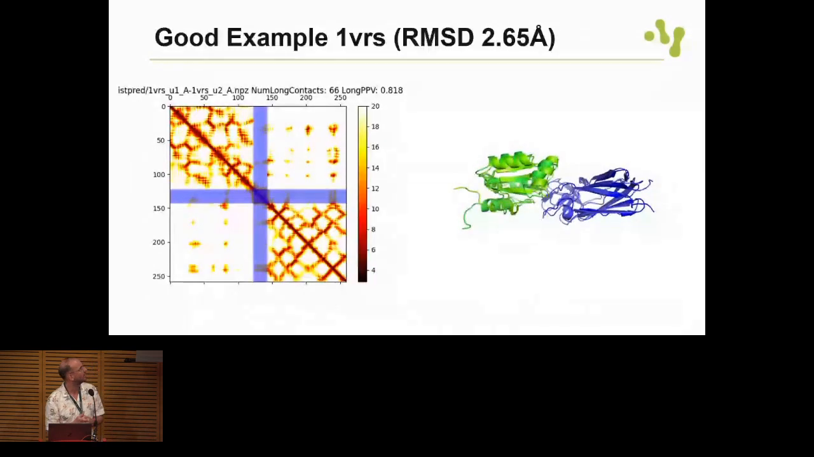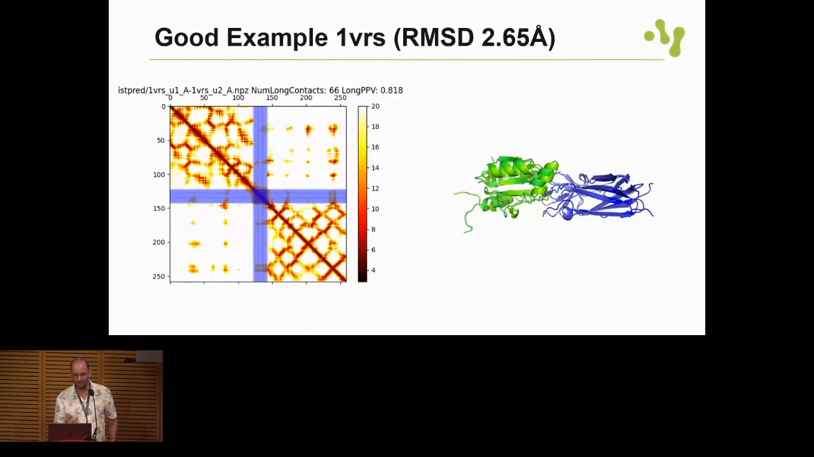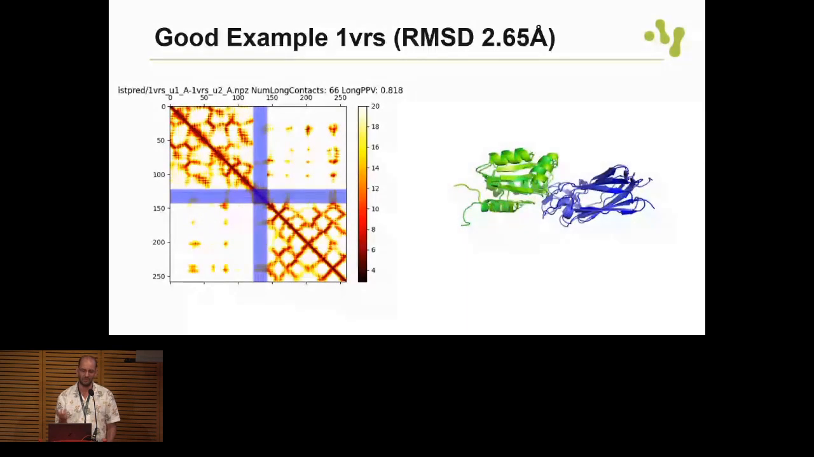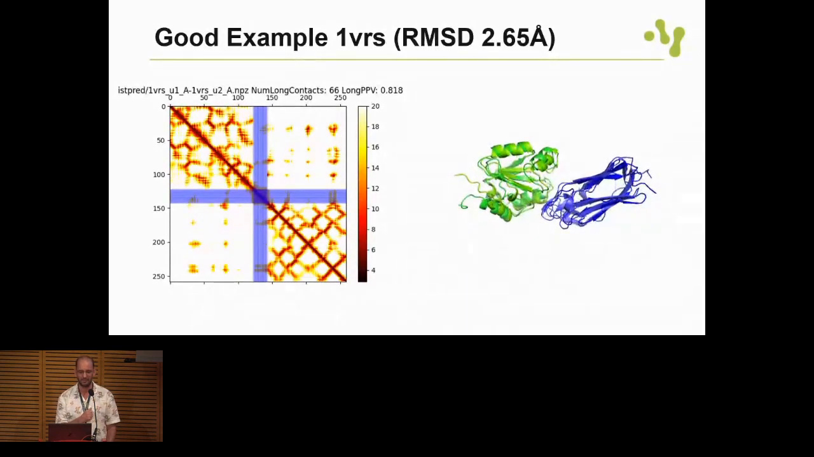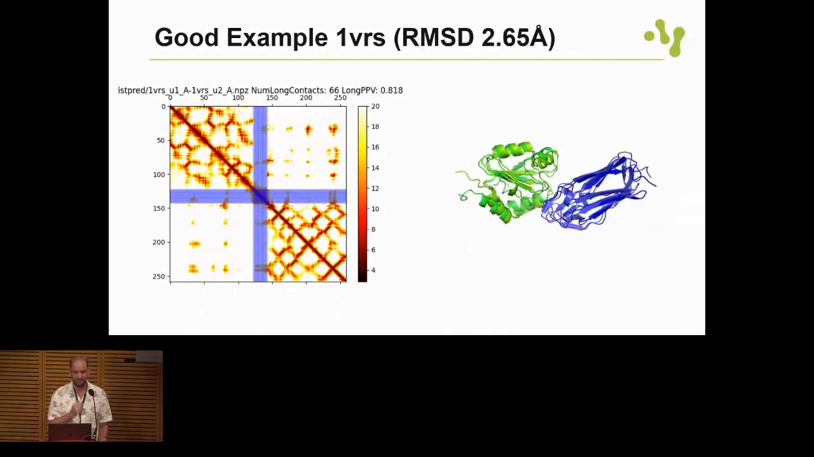So this is the case. We had a nice prediction. You can see the map between the native and the predicted protein structure that is correct. On the top half, you see the real contact map. On the bottom half, you see the predicted one. And in this case, they are quite similar. I think we have a PPV of 80%, so 80% of the predictions are correct.